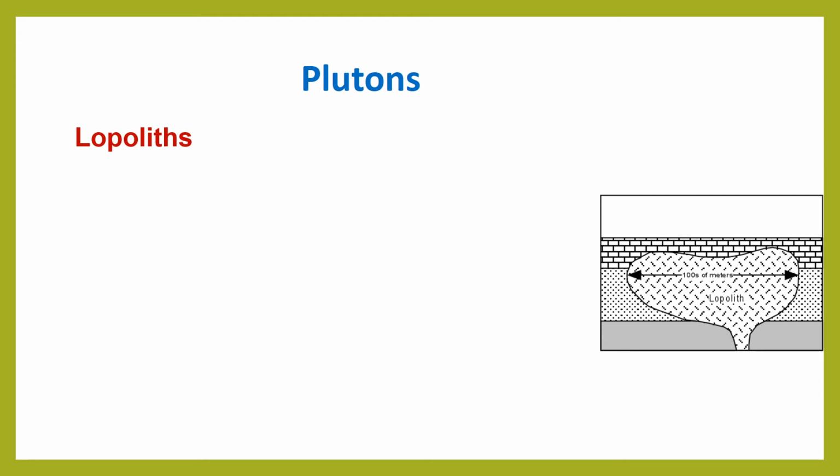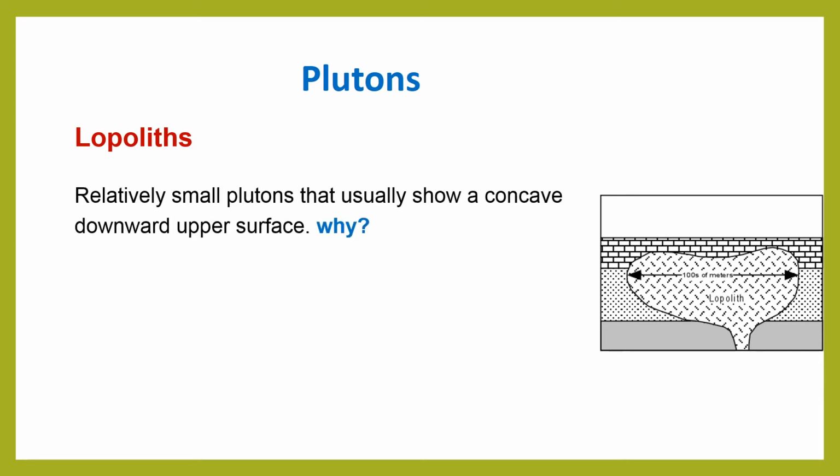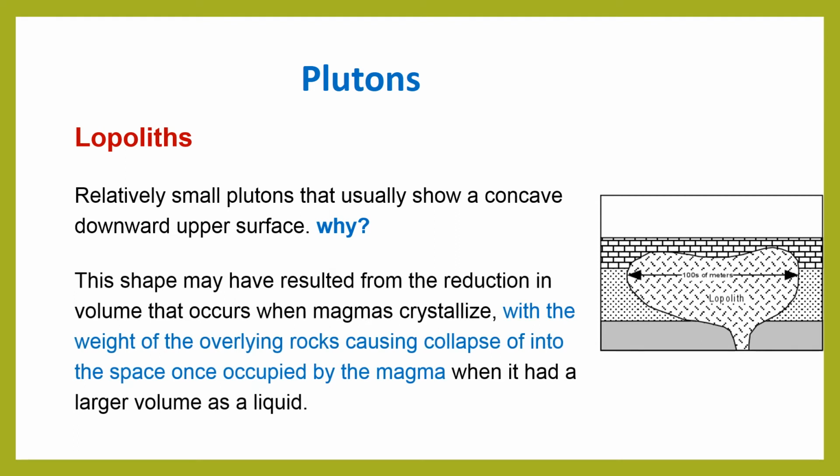The first type of pluton we will study here is the lopolith. And lopoliths, as you can see from the figure on the right side, are relatively small plutons that usually show a concave downward upper surface. And you see this curve. Why? I will tell you why. Because the weight of overlying rocks causes collapse into the space once occupied by the magma. So the shape results from the reduction in volume that occurs when magma crystallizes, and then it goes down from the top. That's why it creates this concave shape.